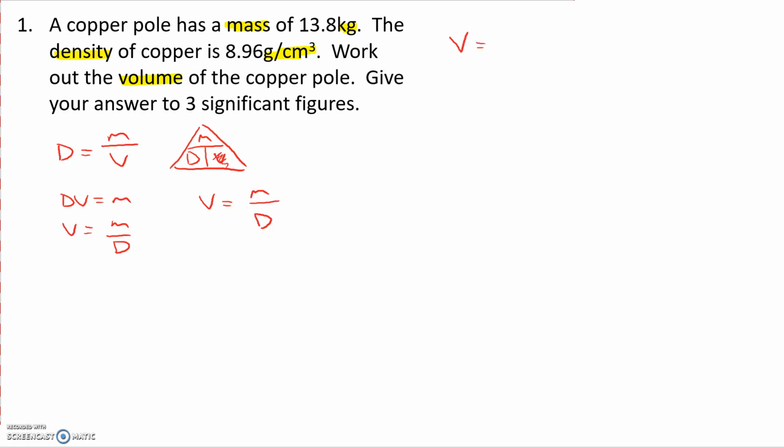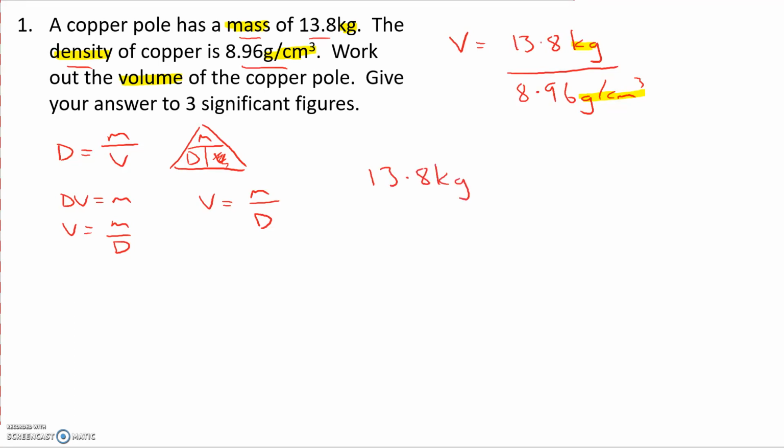We're going to put the volume is equal to mass, and the mass, that's this number, is 13.8 kilograms divided by the density, and the density is 8.96 grams per centimetre cubed. Alright, so here we've got a problem. This is in kilograms, this is in grams per centimetre cubed, so we're not allowed to do this. We need to convert one of them first, and it's going to be easier to convert the top one. Okay, so we're going to turn 13.8 kilograms into grams.